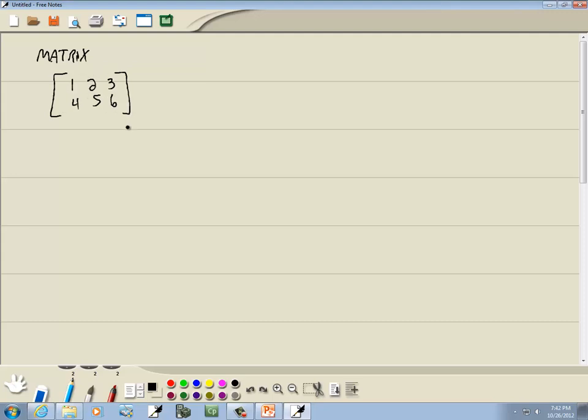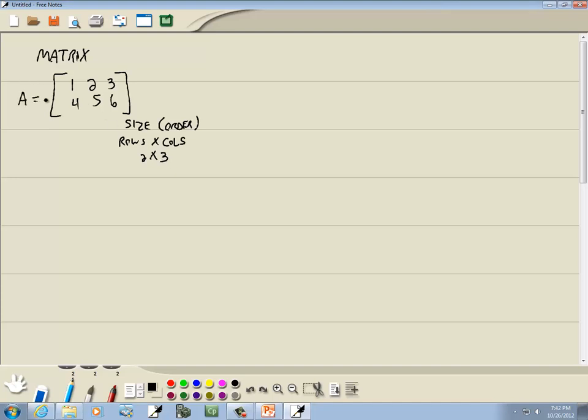It has a size that goes along with it. Size is also called order. And it goes by rows by columns. So for this particular one, we have 2 rows and 3 columns. So it'd be a 2 by 3.